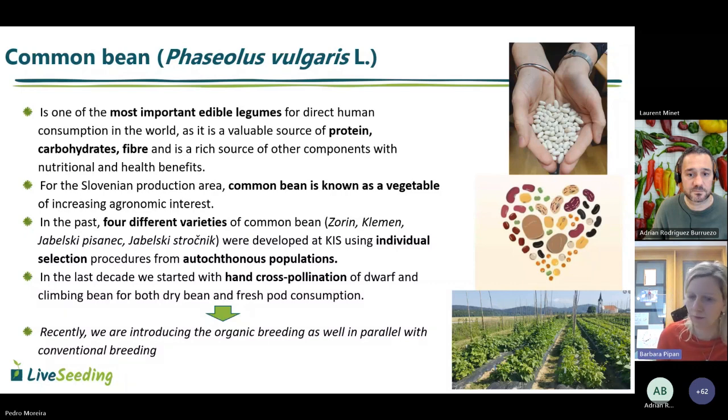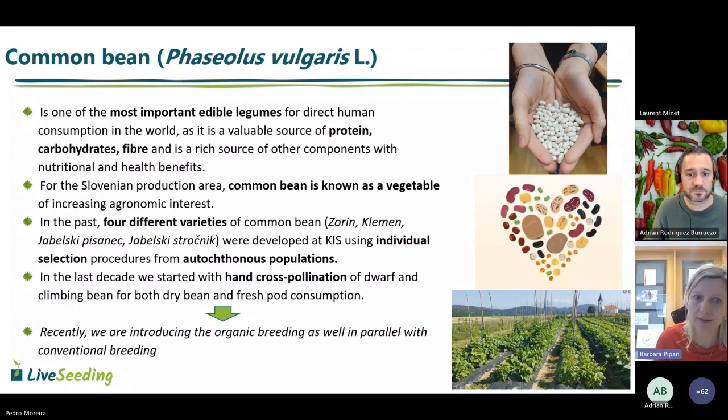So maybe if I focus only on the Agricultural Institute of Slovenia, in the past 4 different varieties of common bean were developed. Adrian before nicely explained different methods of breeding, and these 4 varieties were actually developed using individual selections, selection from autochthonous native populations from Slovenia.